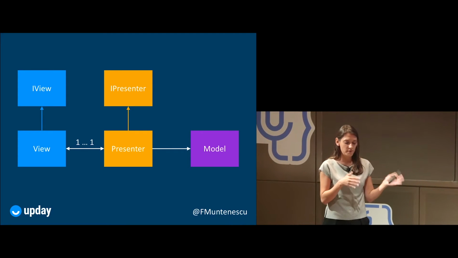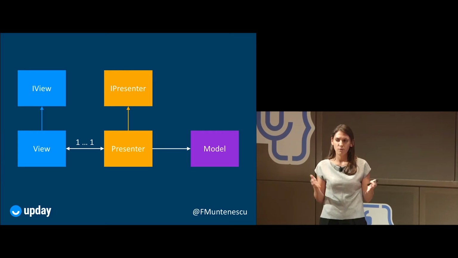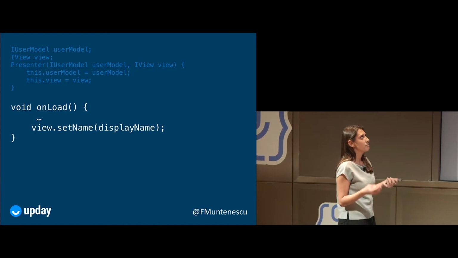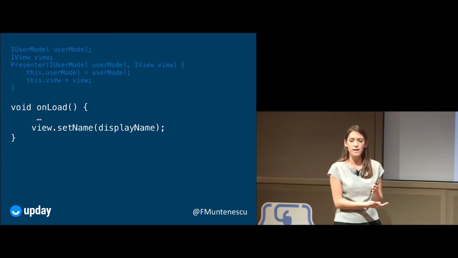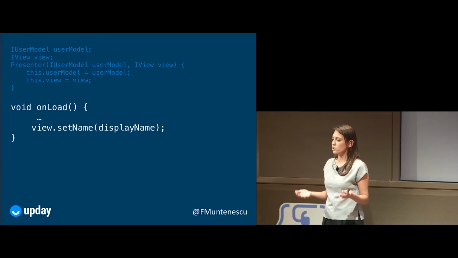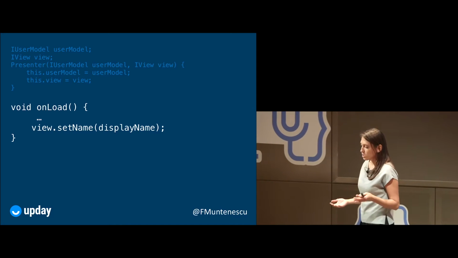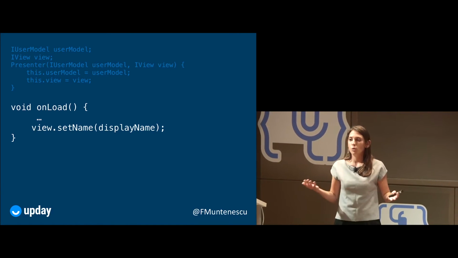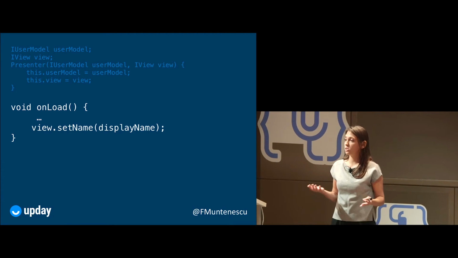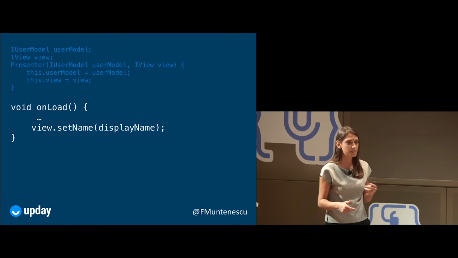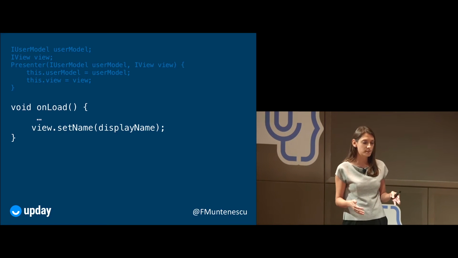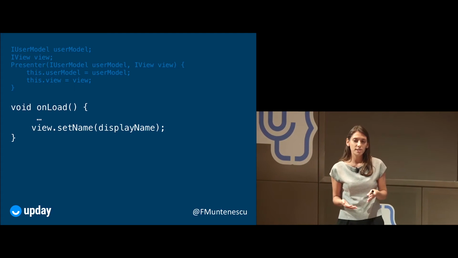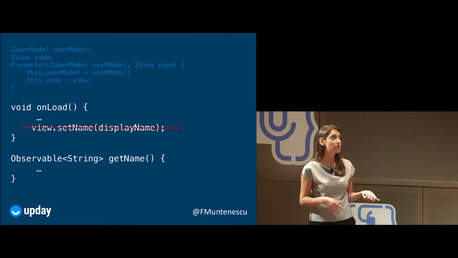Okay, but if the presenter is the producer, why should the producer know about the consumer? Why should we have the presenter actually telling the view, hey, set this name? The producer shouldn't care who consumes the data. But rather, what we should have is just a stream of events that whoever needs it, whoever wants it, can just subscribe to. So this can be done in Android in a lot of ways. One would be with the Android data binding library. But our approach is with the help of RxJava observables.